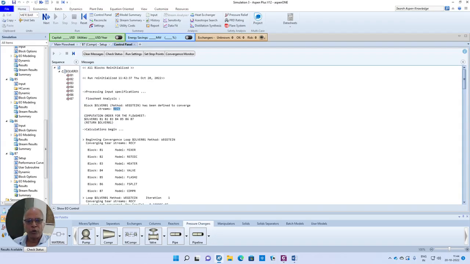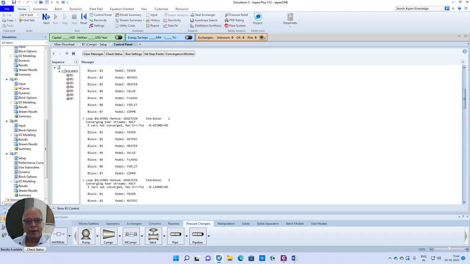Now, we're able to come to a convergent solution, and the method used by default is Wegstein. I think you know what is meant by the Wegstein method.